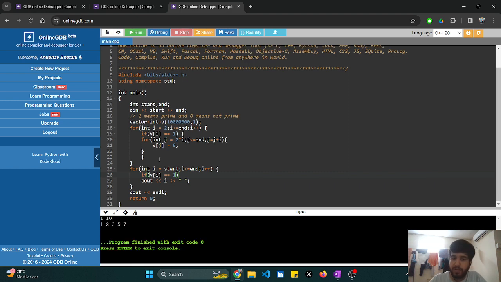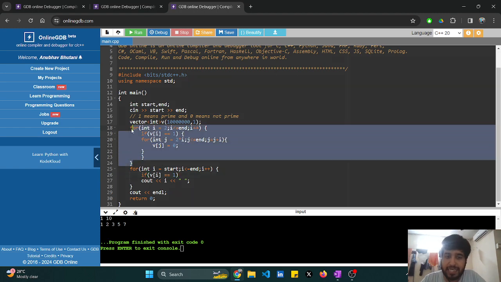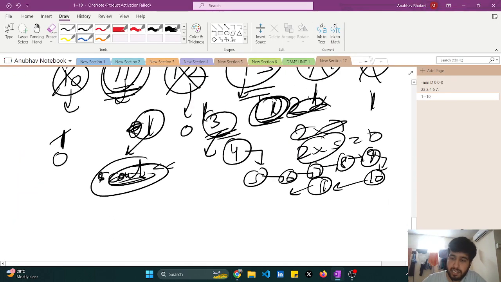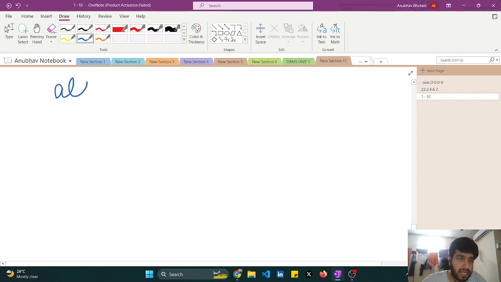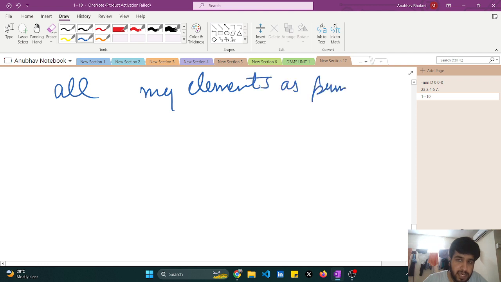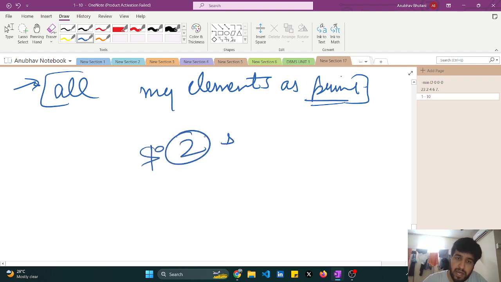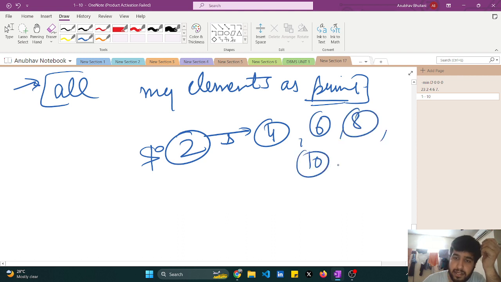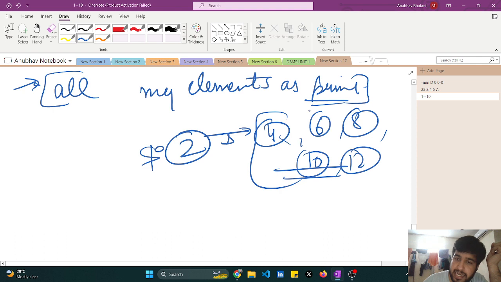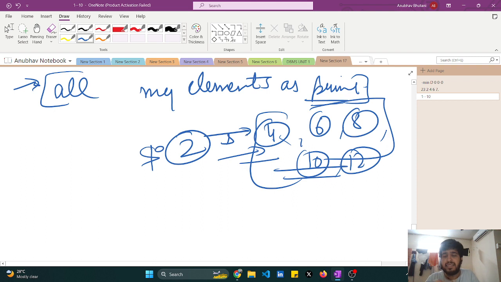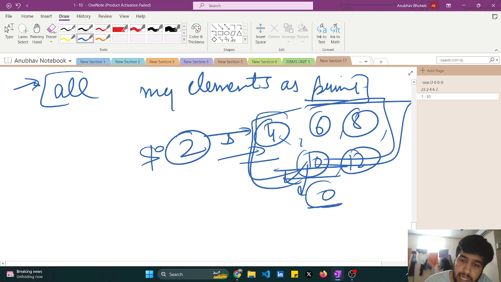As you can see, what I am doing in my code is, basically I have started to assume all my elements as prime. I have assumed this. Okay, and all I know is that starting from 2, I can cancel all its multiples, because 4, 6, 8, 10, 12, if all are gonna lie in my range, I can simply cancel them. Why am I needing this? Because I'll know that these are the composite numbers. I'll mark them by 0.